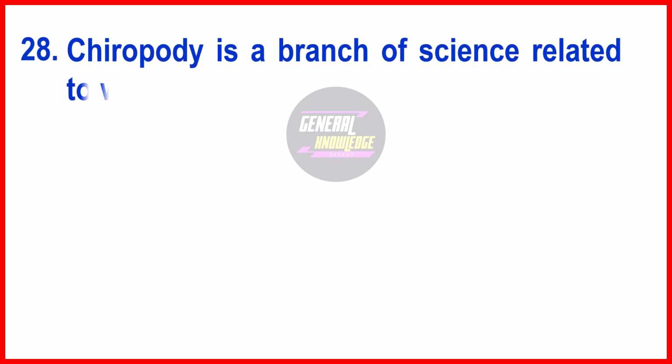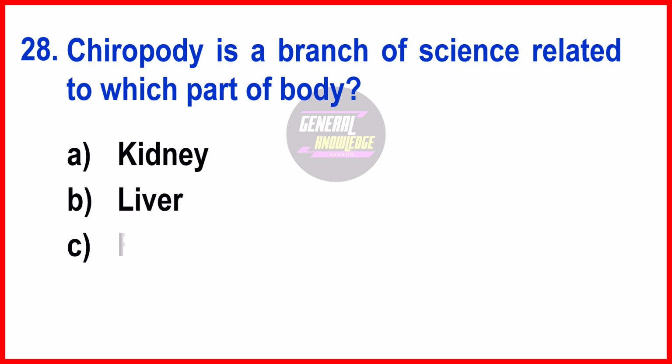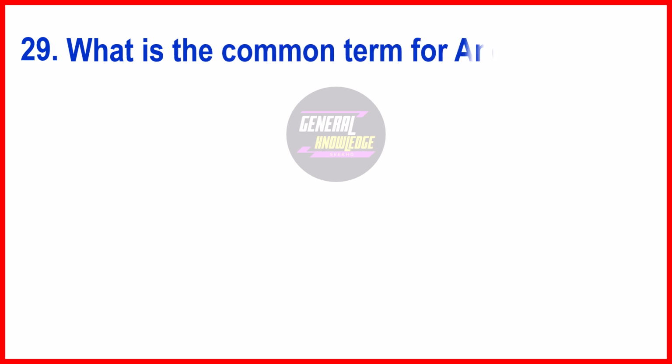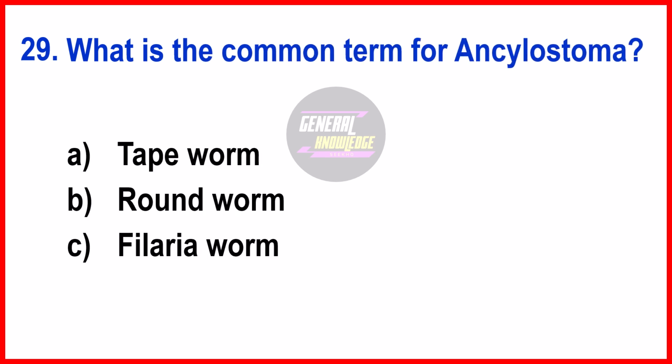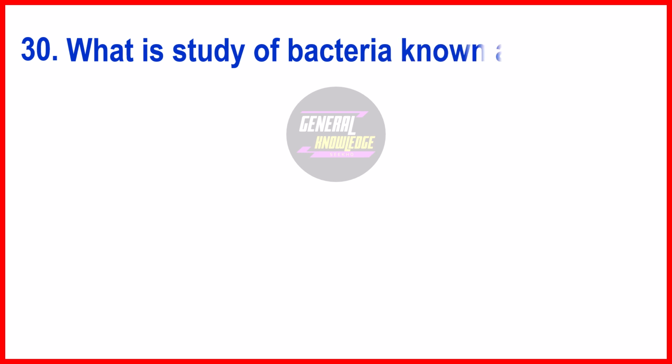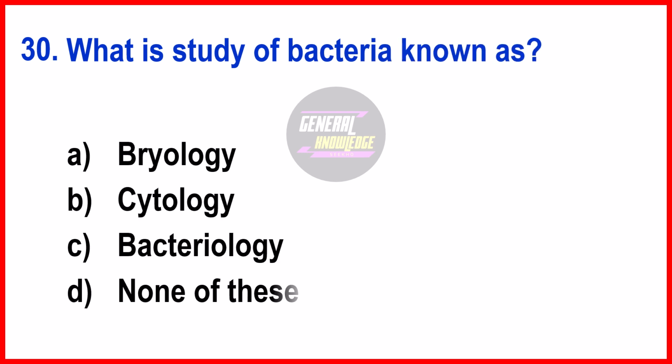Question number 28. Chiropody is a branch of science related to which part of body? The right answer is option C, feet. Question number 29. What is the common term for ancylostoma? The right answer is option D, hookworm. Question number 30. What is study of bacteria known as? The right answer is option C, bacteriology.